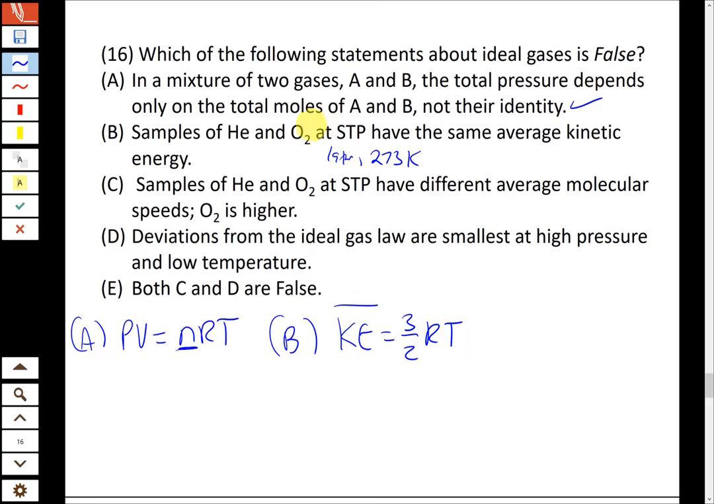Both of these gases are at STP. That means they're both at 273 Kelvin. That means they have the same average kinetic energy. So that one will be true as well. For kinetic energy, it only depends on temperature.